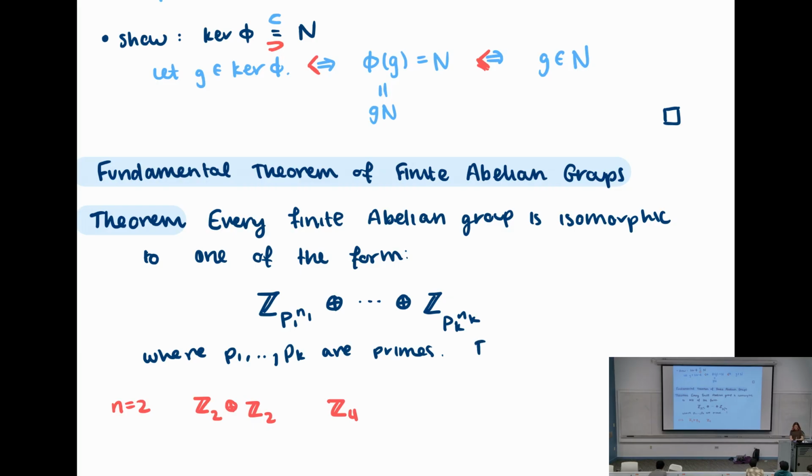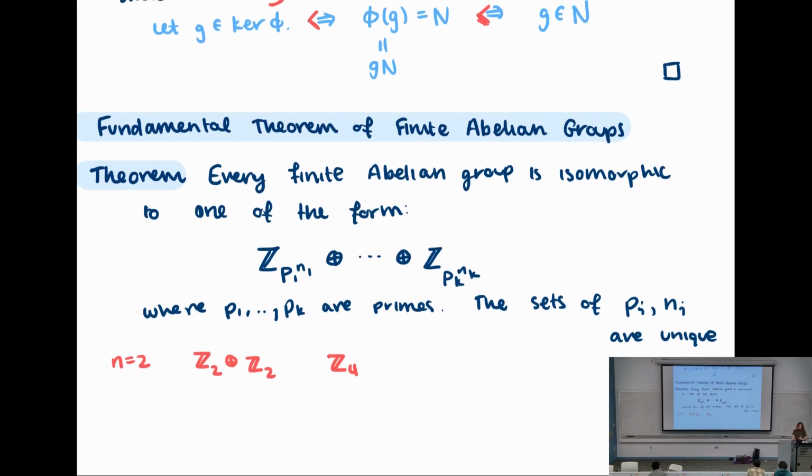So the sets of P sub I, so this representation, are unique. So obviously up to possibly reordering the terms, that would give you isomorphic groups, but if you have different P's and different N's, then that will give you distinct groups.